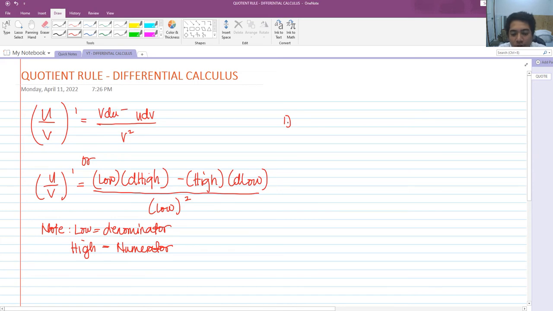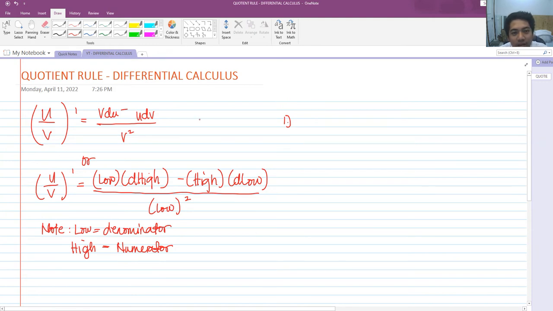Hi, so for today we're going to talk about differential calculus, and more specifically we're going to talk about the quotient rule. We have discussed the product rule and the basics of derivatives in the previous videos, and we are going to continue our discussion with this. So for the quotient rule, we have the following formula here.